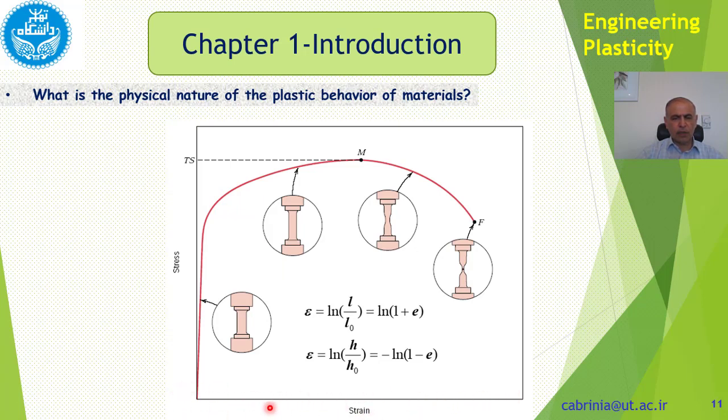Also, this axis shows the percentage of elongation, and it is a measure of ductility of the material, and this point shows the strength of the material. This shows the yield strength of the material. Okay, so we can get a lot of information out of this curve.